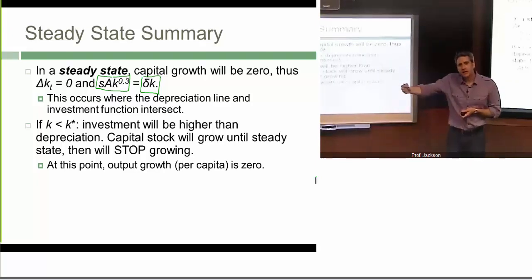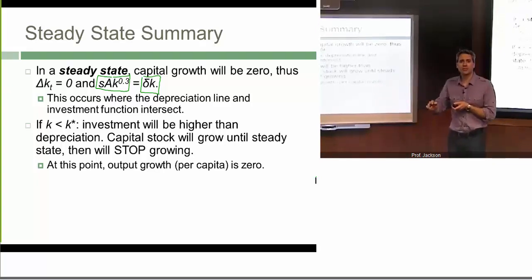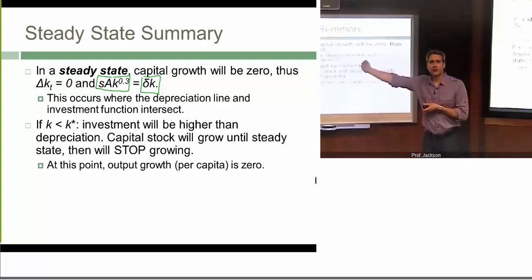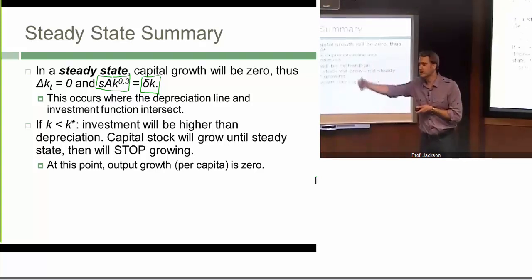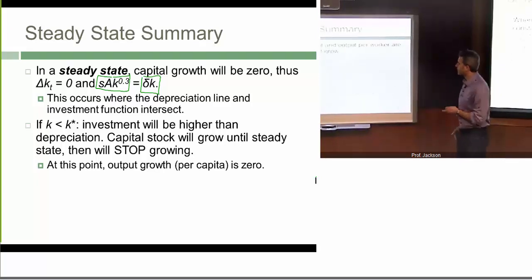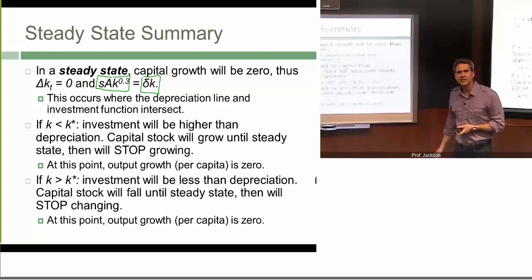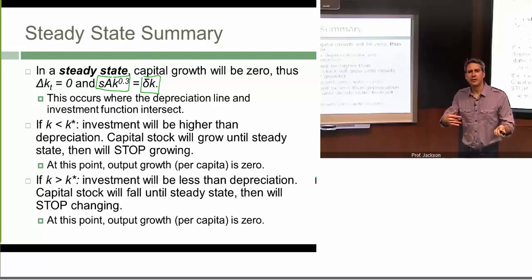Once we get to that steady state level of capital, as we just saw, then we just stop. We end up at that K star level of steady state capital and the associated level of output per person Y star, and then we just stop growing. And so at that point, output per capita growth is equal to 0, which, as I pointed out before, is one of the flaws in this basic model. And then finally, if capital stock is greater than the steady state level of capital, you're going to have the opposite effect.